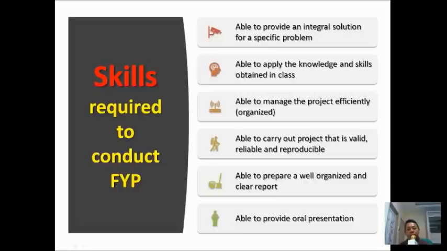Okay, and not only valid, it must be reproducible. What does it mean by reproducible? It means if let's say you got one result, for instance, you got 5 votes. So next time when you do the same experiment again, the output must be the same, 5 votes. That is what it means by reproducible.